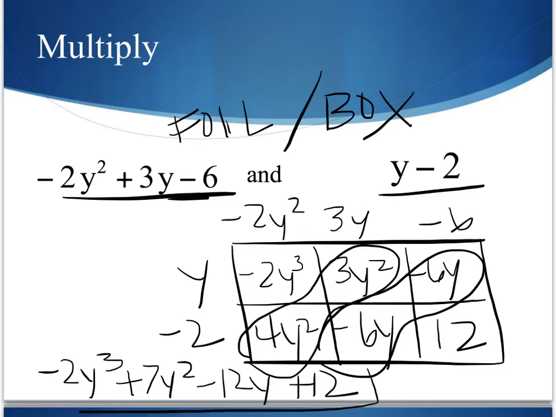Just like that. Now remember, the box is solely for organization, kind of keeps everything nice. Some people prefer the box just because it makes their work nice and neat and they don't forget negative signs here or there.